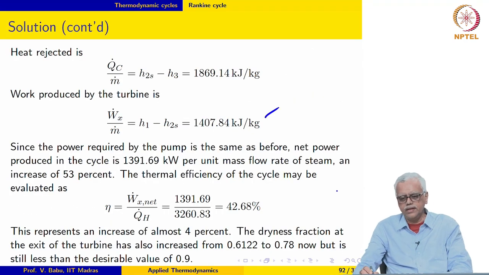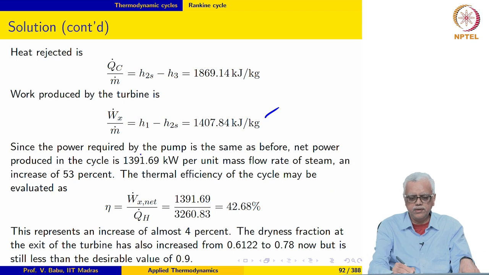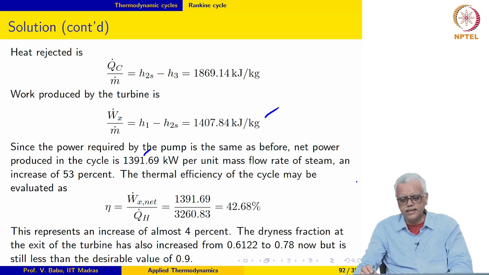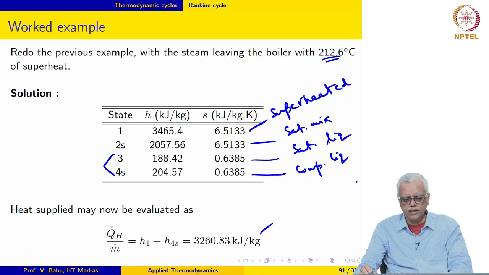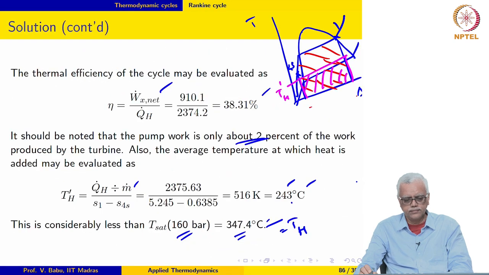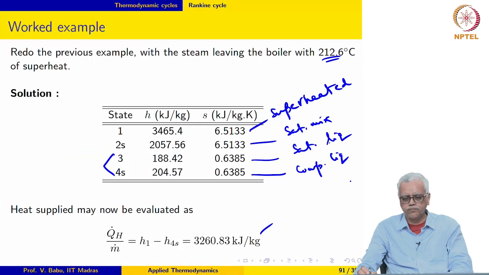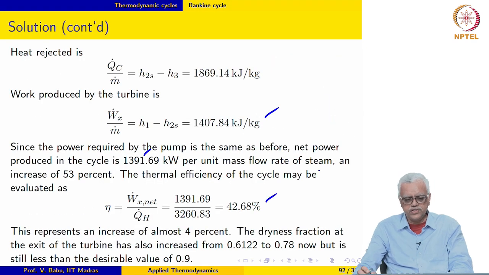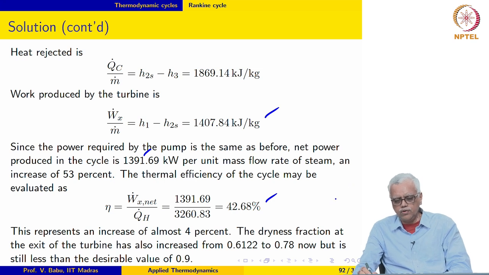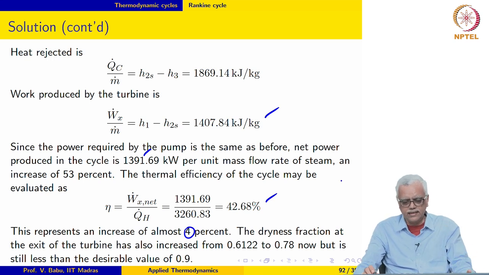Work produced in the turbine is equal to 1407 kilojoule per kilogram. Power required by the pump is the same. So, the net power produced in the cycle is 1391.69 compared to 910. You can see that there is a considerable increase in the specific power in the cycle, as we anticipated. The thermal efficiency of the cycle works out to be 42.68, but only an increase of 4%, which seems small, but is actually quite considerable in practical terms.